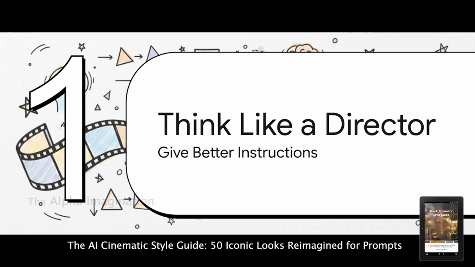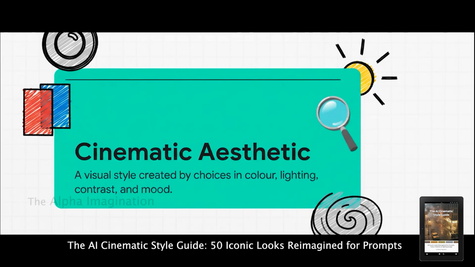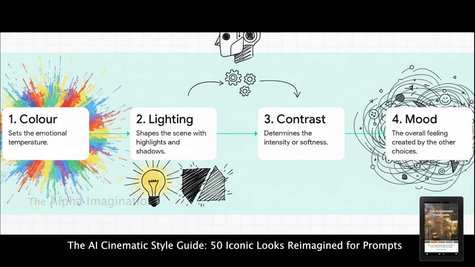We need to start thinking like a cinematographer. And what that really means is we have to shift our focus from just describing what's in the picture to defining how that picture should look and feel. The guide calls this a cinematic aesthetic, and it's not some random accident. It's a visual style that's built from really deliberate choices. Think about it. Every amazing shot you've ever seen in a movie was carefully constructed, piece by piece, to make you feel a certain way. So what are those pieces?